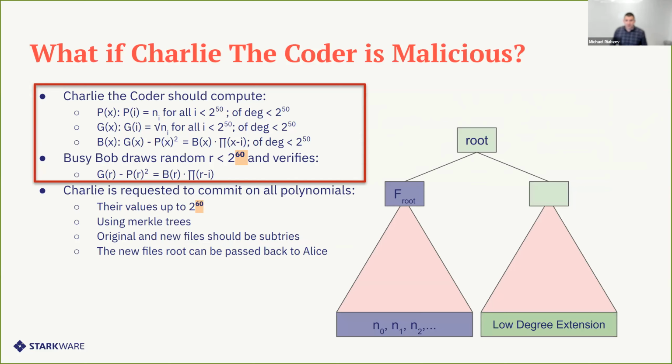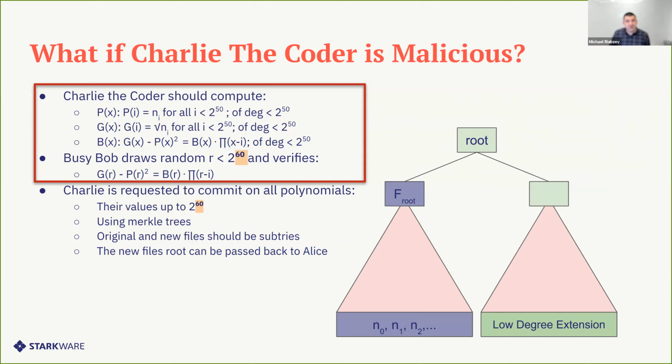Okay, so before we thought about the case that Charlie the coder only does mistakes. There could be a bug, and we provided a protocol for Bob to verify Charlie did a good job. But what if Charlie the coder is malicious? Maybe Charlie is lazy, and Charlie would only like to provide Bob something that would satisfy him, and not actually do any work.